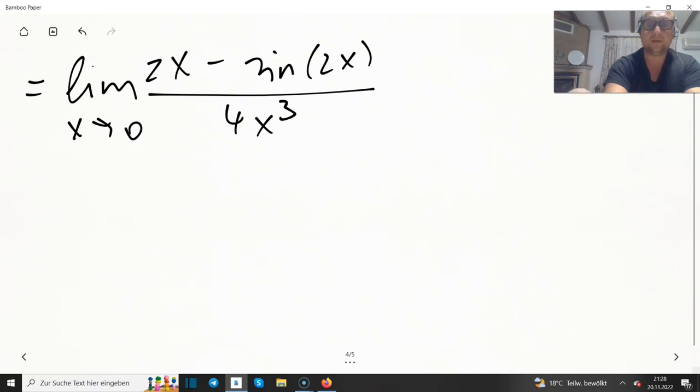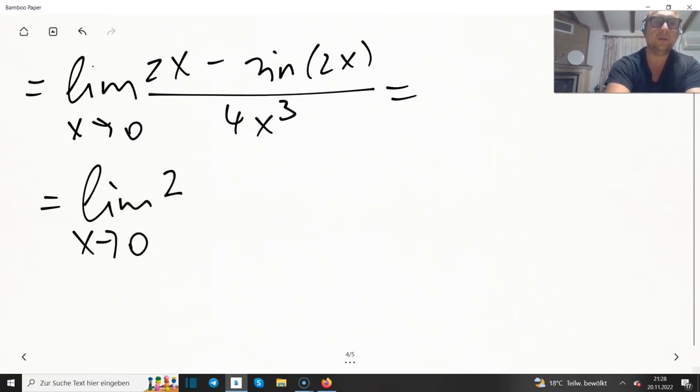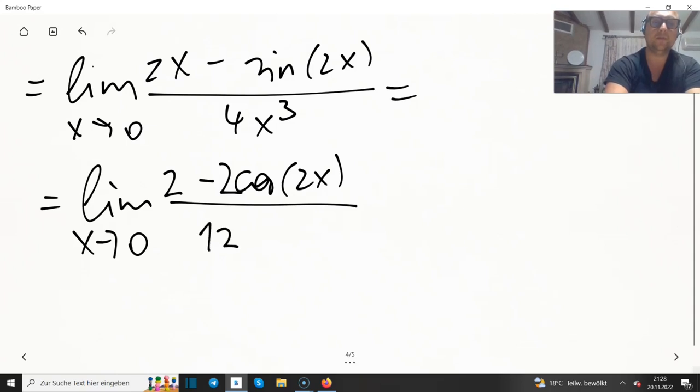L'Hopital again? Why not? It's 0 divided by 0. So x towards 0 still. We got 2 here. We have minus cosine of 2x times 2. That's all right. Divided over 12x squared. What do we have in the numerator? 0 now. Denominator, 0 again.